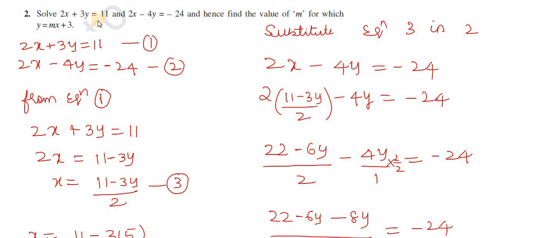Okay, here is the next problem. Solve 2x + 3y = 11 and 2x - 4y = -24, and hence find the value of m for which y = mx + 3.